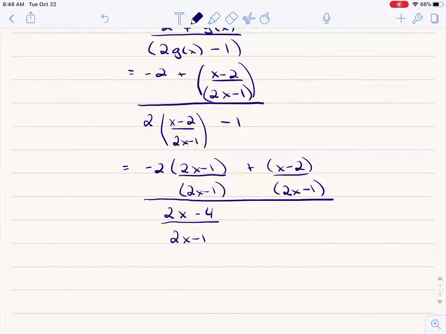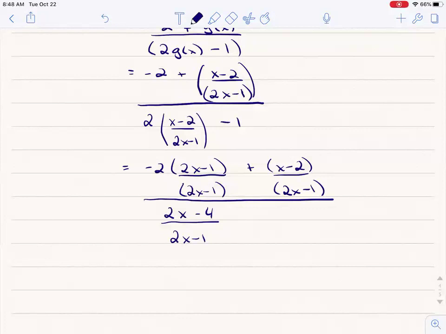You don't have to change the x minus 2? No, because it's already over 2x minus 1. You don't multiply the whole term by, like, 2x minus 1 over 2x minus 1, because it's all on the top.